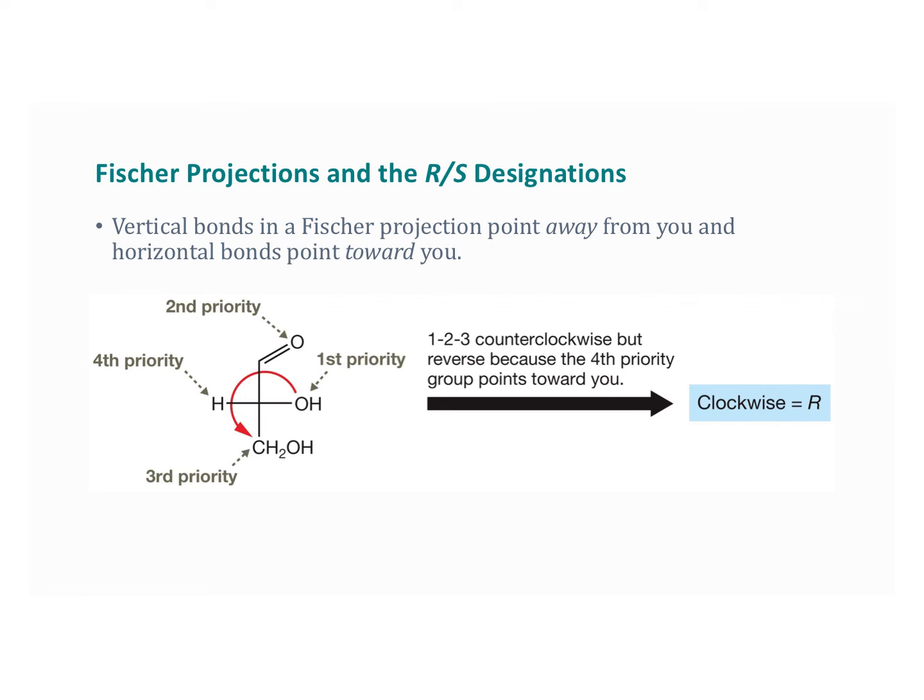But, and there might have been a jump there, I had to stop it for just a second. But while these are counterclockwise here, the 4th priority points away from you, okay? So if the 4th priority is on this horizontal line pointing away from you, and we go like this, right? Then you flip it and it's clockwise, okay? And so that's R.